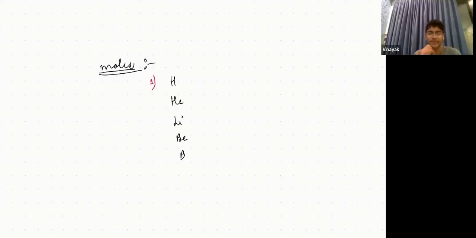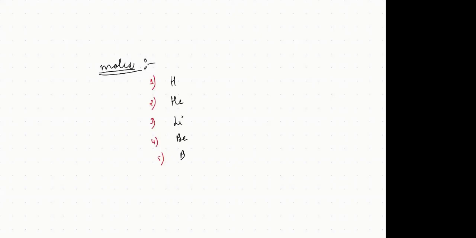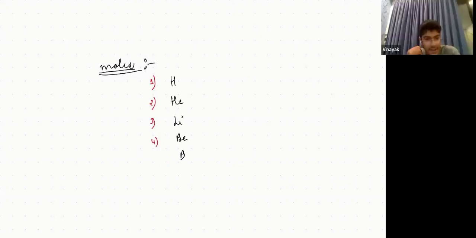When we are talking about moles, you have to understand that, suppose I say hydrogen, helium, lithium, beryllium. So these are the elements. This is atomic number one, this is two, this is three, this is four, and this is five. Are you understanding?